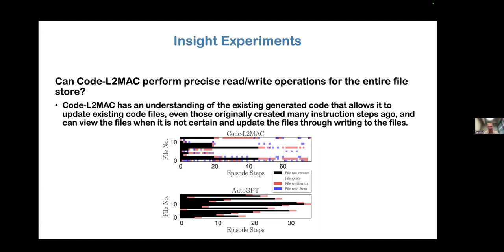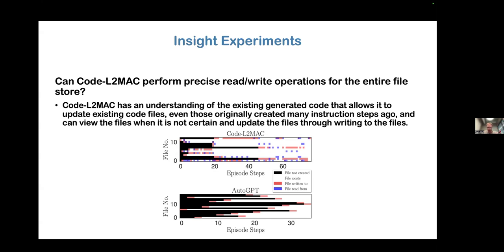We can also look at how it can perform precise read-write operations to the entire file store. In this case, L2MAC has an understanding of the existing code generated that allows it to update existing code files, even those originally created many instruction steps ago, and can view files when it is not certain and update the files throughout writing. Here we see a color histogram: dark means files not created, white is files exist, red is the file written to, and blue is the file read from.